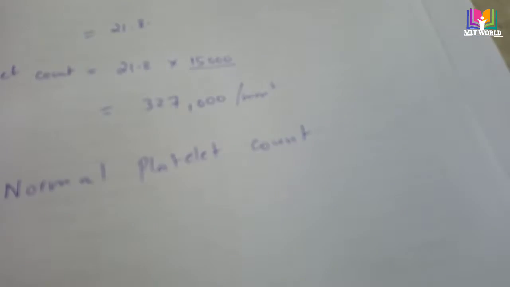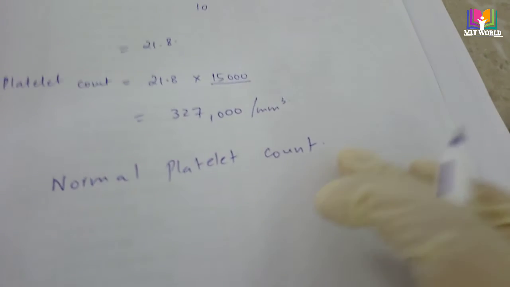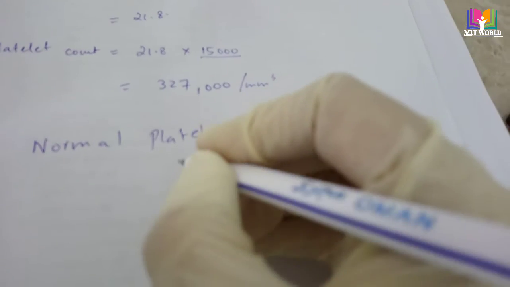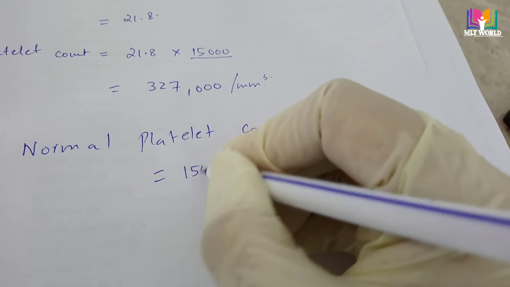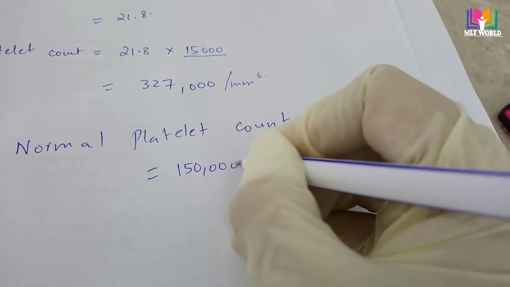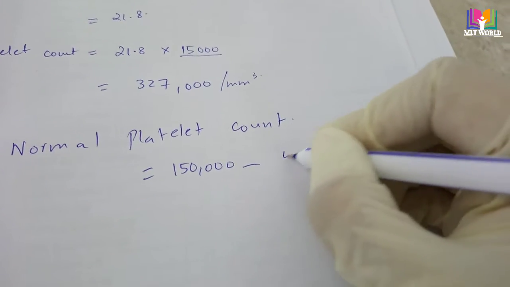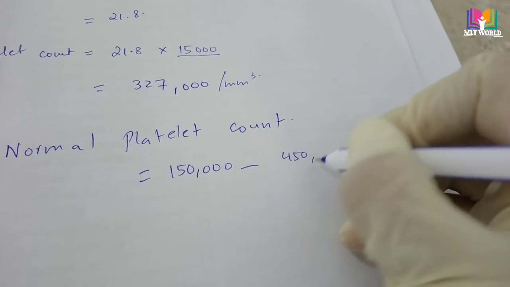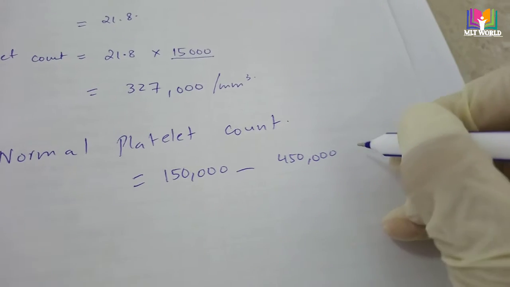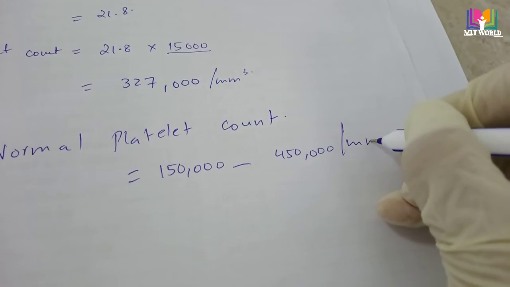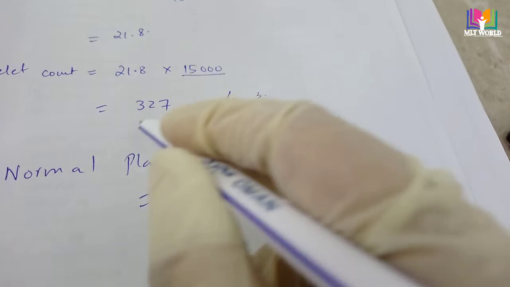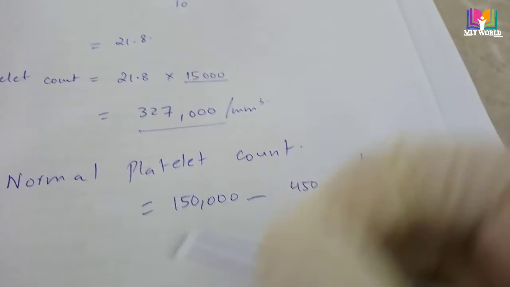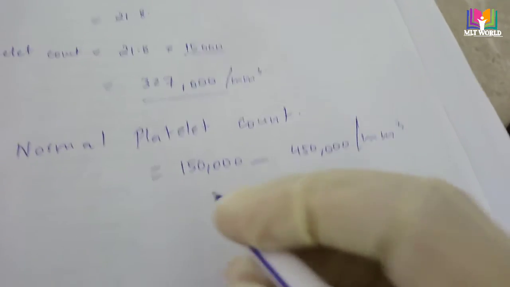Now as you know, or you should know, what is the normal platelet count range. Normal platelet count is 1,50,000 to 4,50,000 per mm cube. Normally this much; in some places maybe you will see 1,50,000 to 4 lakh only, some places 1,50,000 to 450,000. So it depends, but this is the normal range for males and females. So these platelets were normal only, that was an example I showed.